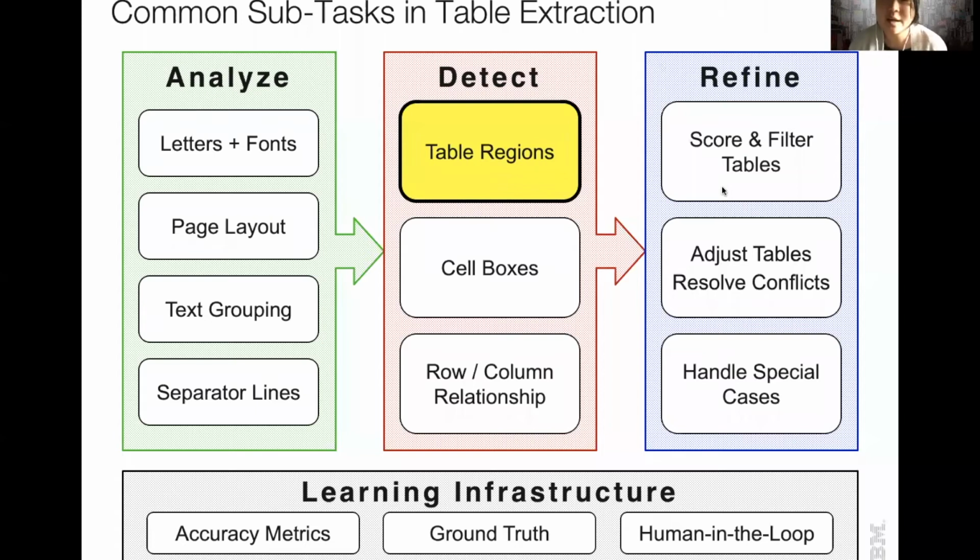Hi, everyone. My name is Nancy Wong, and I'm a researcher at IBM Research Almaden, here to talk to you more about table extraction. As Sasha has led you through the analyze stage, where we try and find smaller elements that are helpful in doing table extraction, in my section, the detect section, I'll talk about the larger elements such as table region, cell boxes, and how to get the row and column relationship of a table. Let's start.